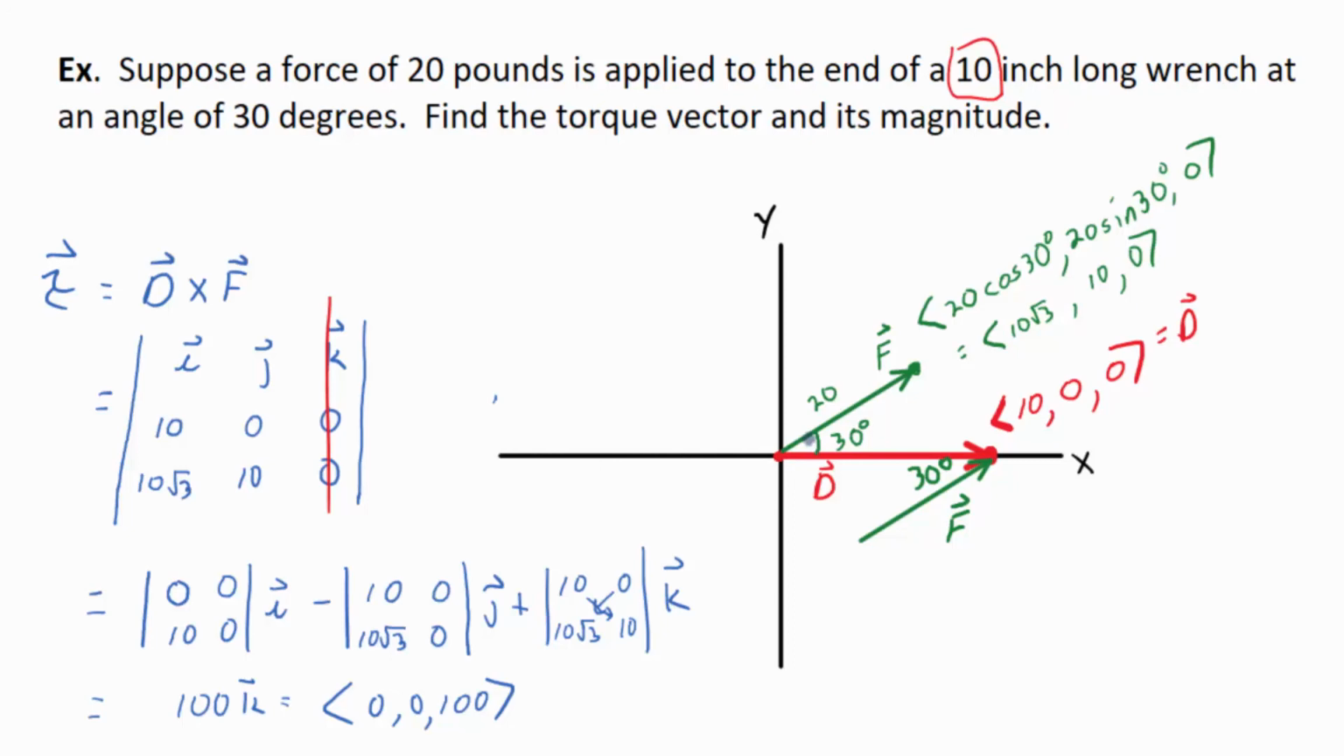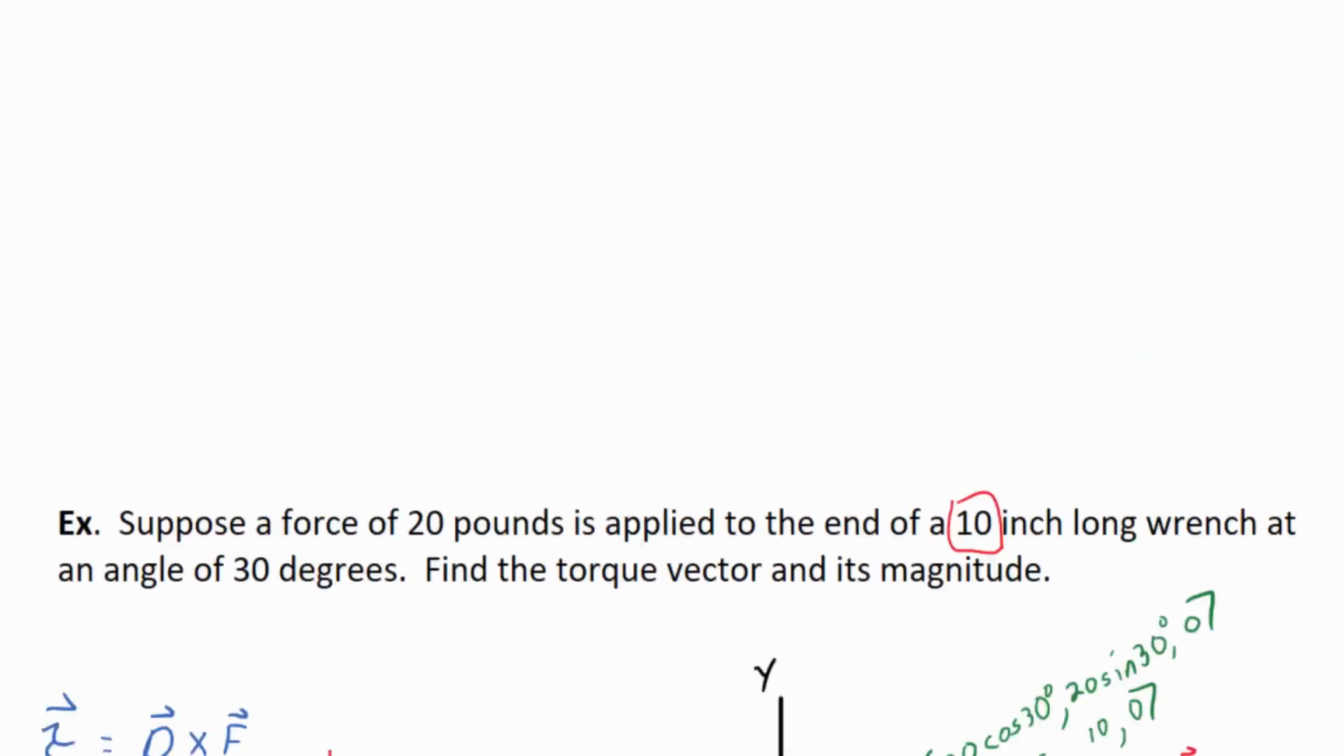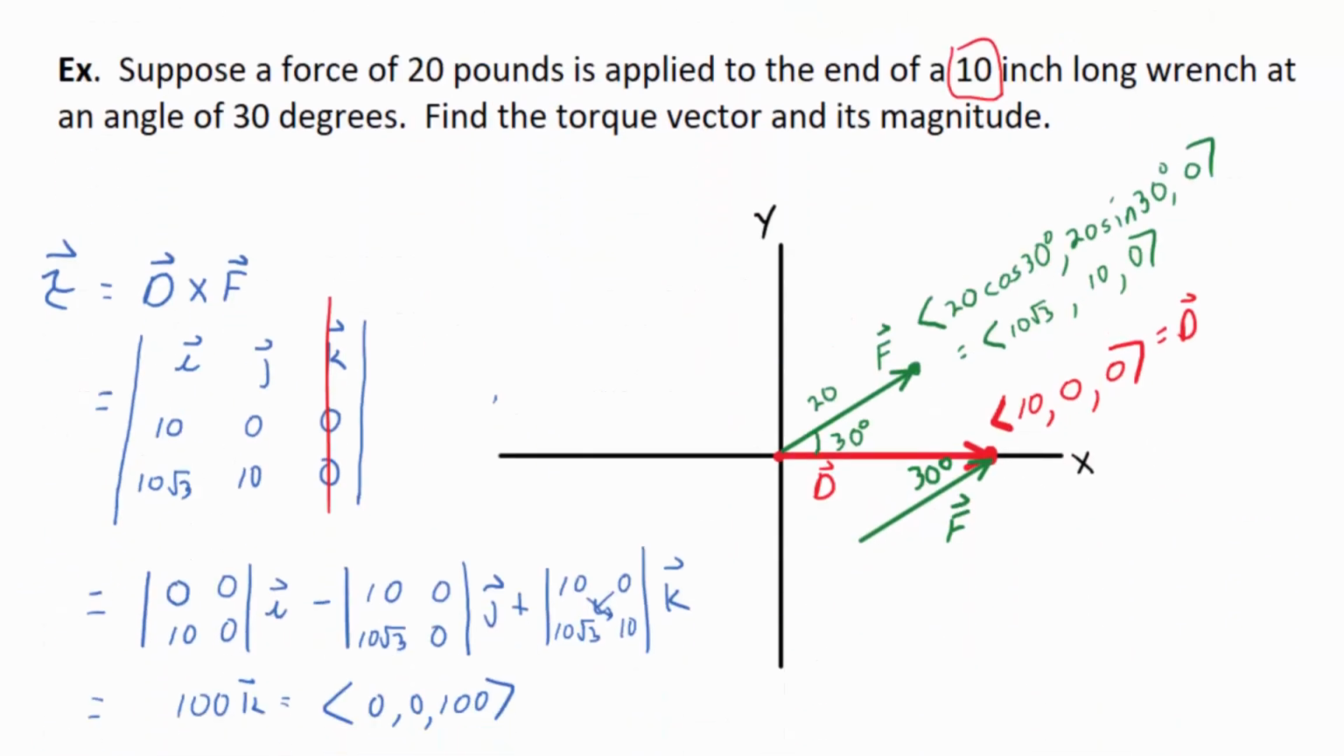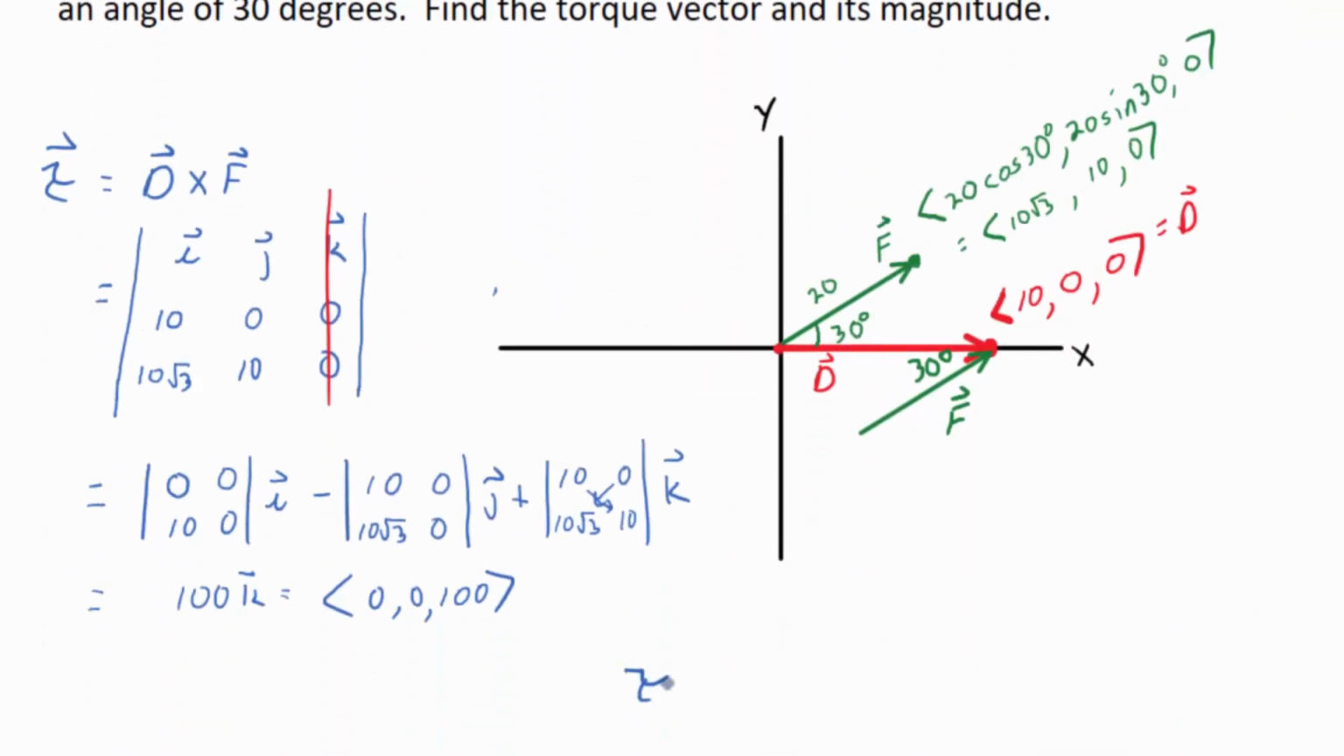And we could have, if we were just looking for the magnitude of the torque, couldn't we have used this formula? If you want the magnitude of the torque, of course we know it's just going to be 100, because when two of the components are 0, then the magnitude is just going to be the absolute value of the third component. So we could take the magnitude of this thing and get 100 that way, but we could have also used, if we were just looking for magnitude, magnitude D times magnitude F times the sine of theta.